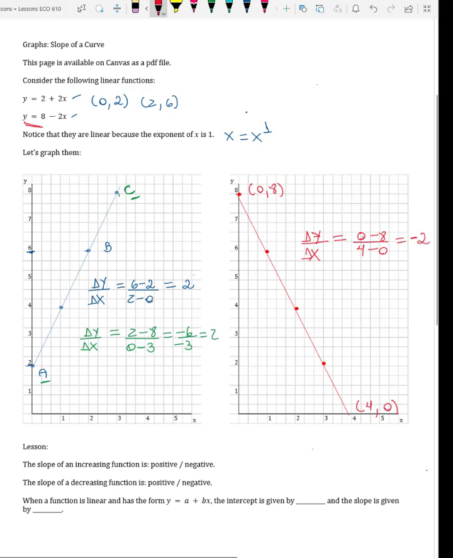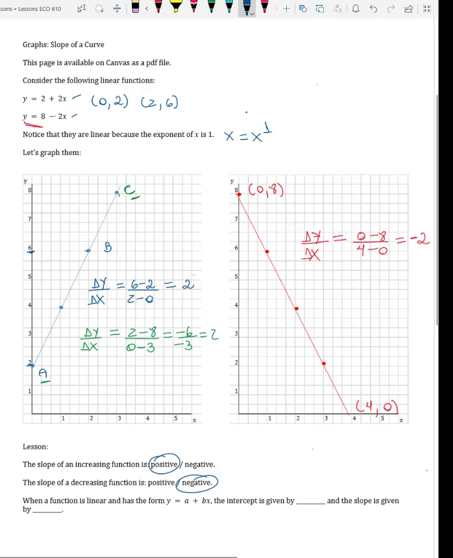What are the lessons we can learn from these 2 examples? Well, first of all, notice that when I have an increasing function, as in the first example, the slope is positive. And when I have a decreasing function, such as in the second example, the slope is negative.